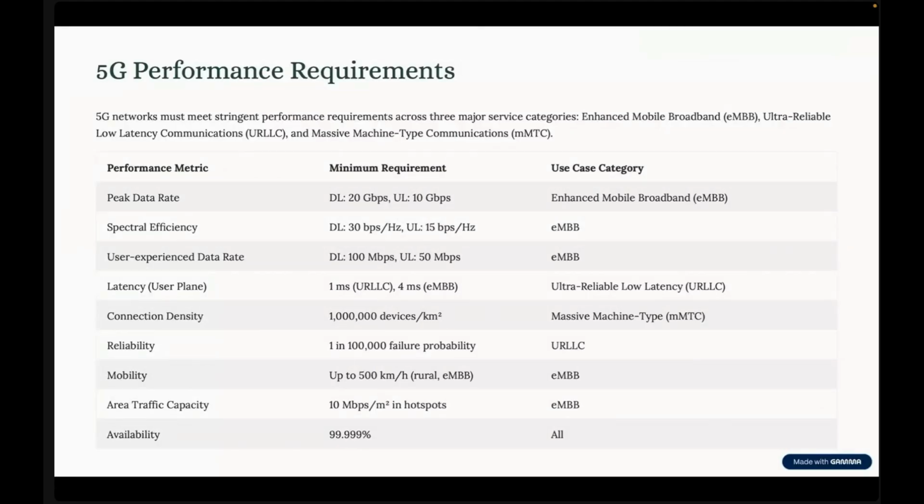And in continuation with enhanced mobile broadband, eMBB, we have mobility and area traffic capacity also. This area traffic capacity, as I told you, is much higher than our legacy technology LTE. Basically 10 Mbps per square meter in hotspots.